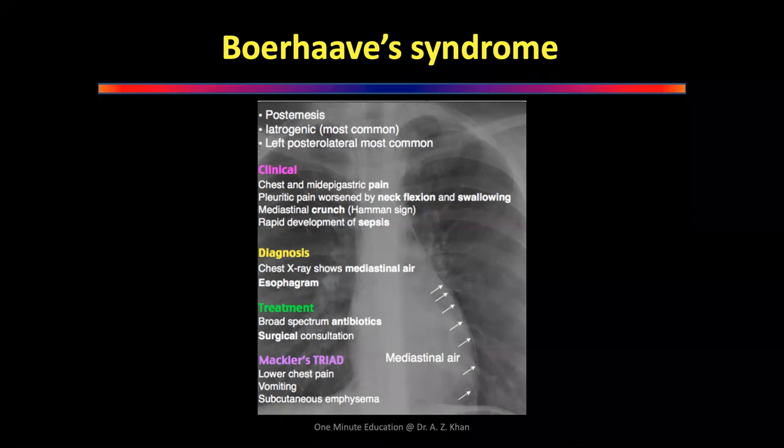Chest X-ray is diagnostic, but of course, you carry on to do a CT scan and an upper GI endoscopy. Start with antibiotics and very quickly think about surgery. If you're in the very early phase of diagnosis, then surgery is okay. Otherwise, the treatment is conservative and you might have to just treat it either with stenting and with the drainage of the chest. There is something called Mackler's triad, which is a combination of lower chest pain, vomiting, subcutaneous emphysema, classically seen in Boerhaave syndrome. So Mackler's triad is a finding of Boerhaave syndrome.